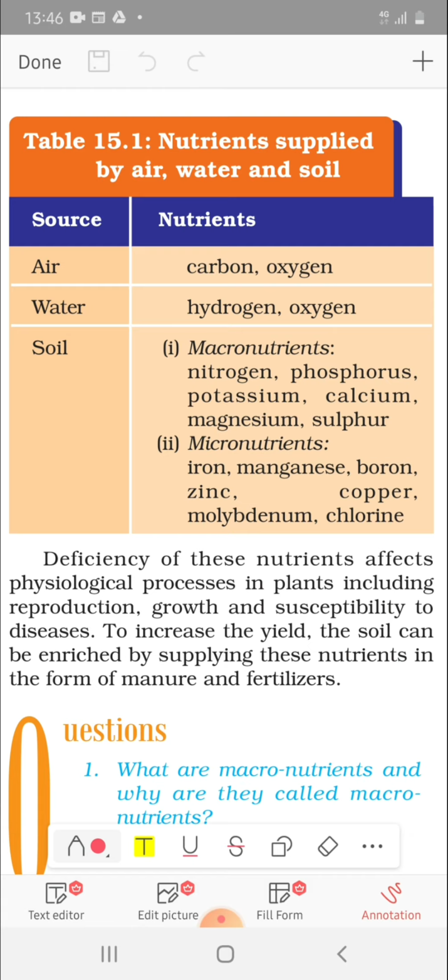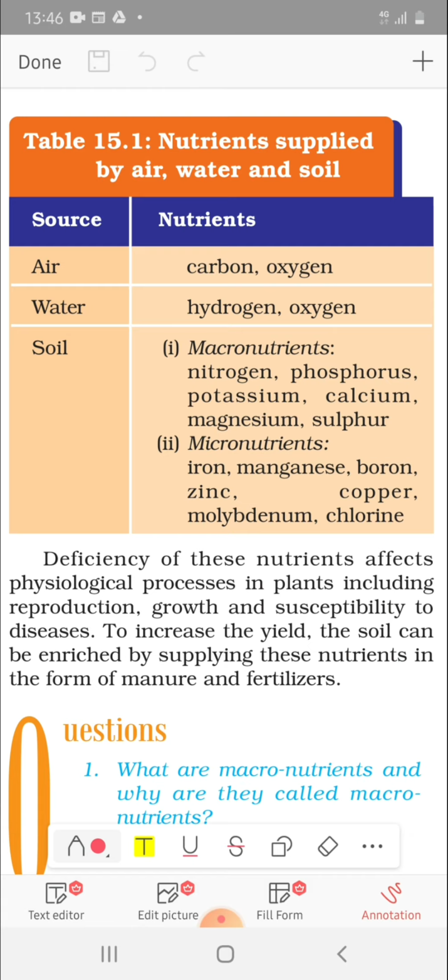Manure contains large quantities of organic matter and also supplies small quantities of nutrients to the soil. Manure is prepared by the decomposition of animal excreta and plant waste. Manure helps in enriching soil with nutrients and organic matter and increasing soil fertility. So manure contains large quantities of organic matter and it supplies small quantities of nutrients.